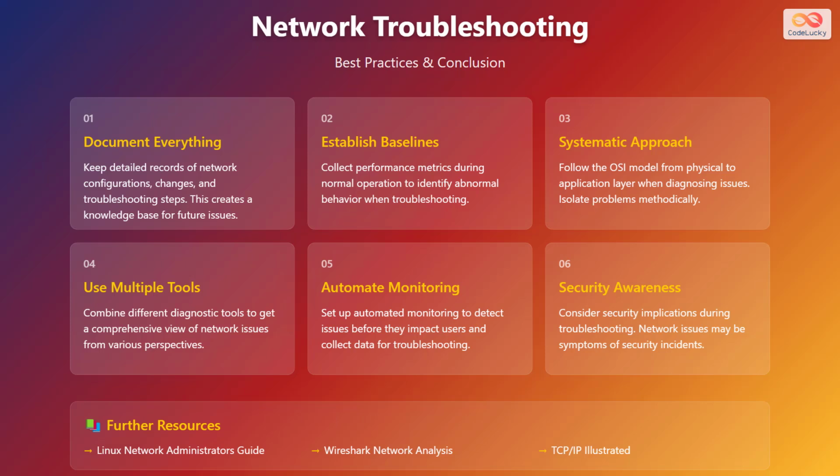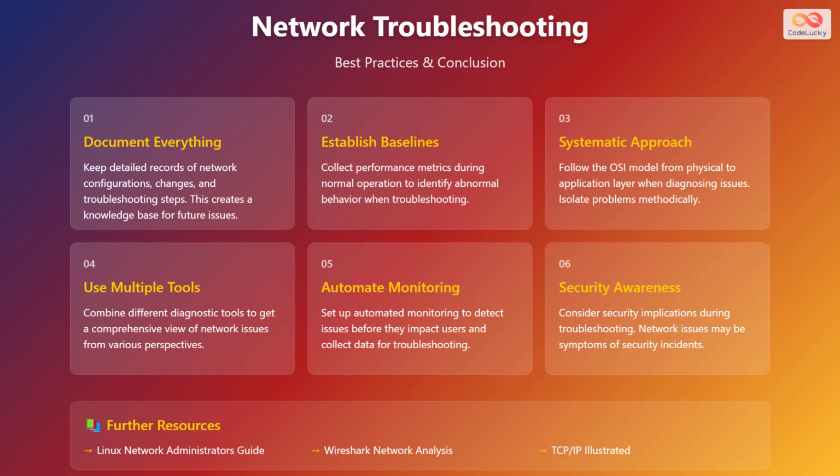In conclusion, here are some best practices to follow when troubleshooting networks. Document everything. Keep detailed records of network configurations, changes, and troubleshooting steps. This creates a knowledge base for future issues. Establish baselines. Collect performance metrics during normal operation to identify abnormal behavior when troubleshooting. Use a systematic approach. Follow the Open Systems Interconnection model from physical to application layer when diagnosing issues.